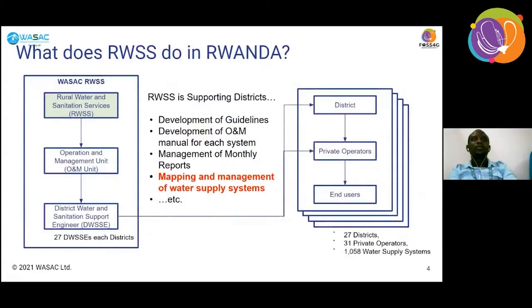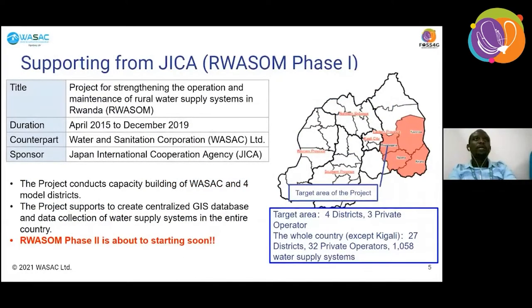What we do as rural water sanitation services, we are there for rural water and sanitation services for operating. We have the operation and management unit. We have the district water sanitation support for each district. We are supporting districts, as I said, and also we develop the guidance and the development of operation and maintenance manual for each system, management of master report, mapping and management of water supply systems. And also we had a project called Rwasom Phase 1, where the sponsor was JICA. So with the map, the four model districts, and also we are waiting for Phase 2 Rwasom, which is about to start very soon.